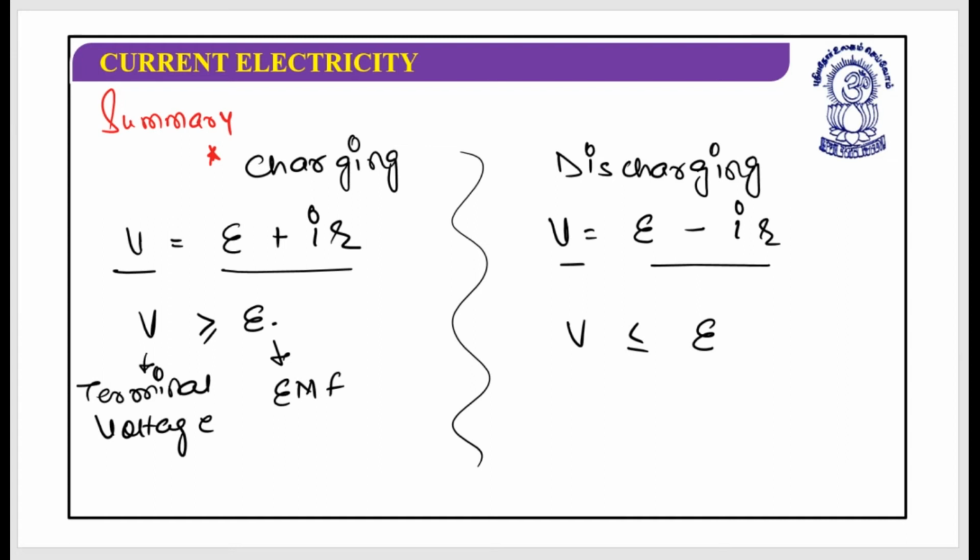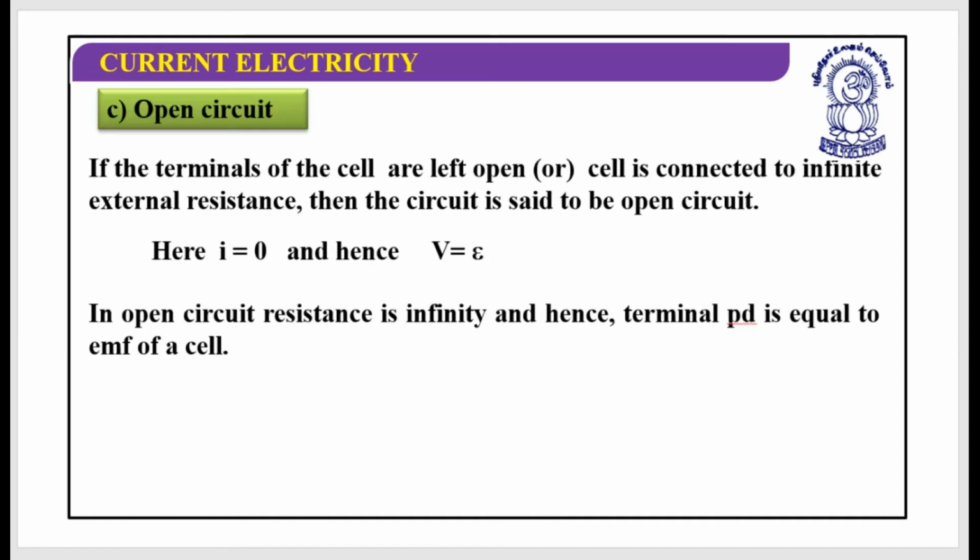We are going to do the numericals of the same, but before that we want to discuss the open circuit and the short circuit. So let's understand what open circuit is. We said that if the terminals of the cell are left open or the cell is connected to an infinite external resistance, then the circuit is said to be open circuit. Here I should be 0 and V is equal to E.